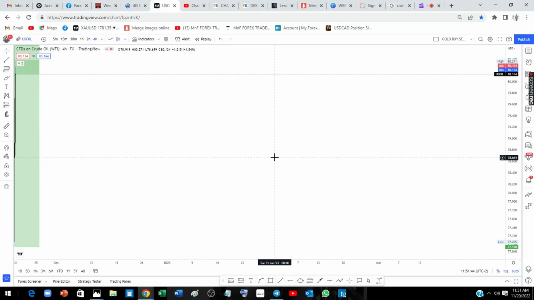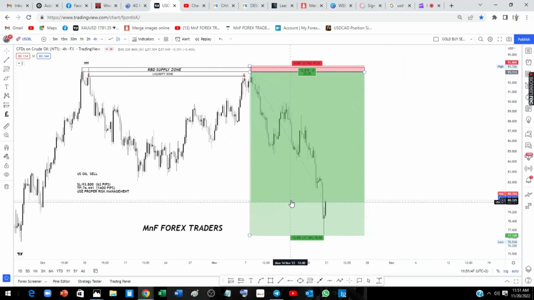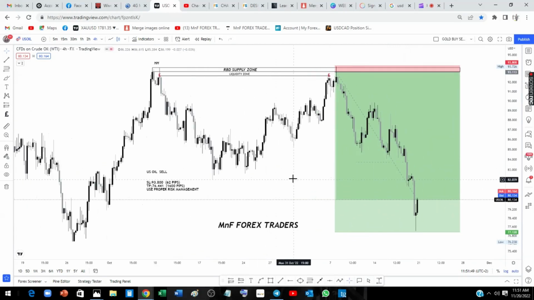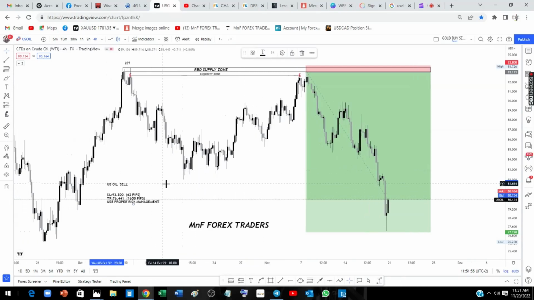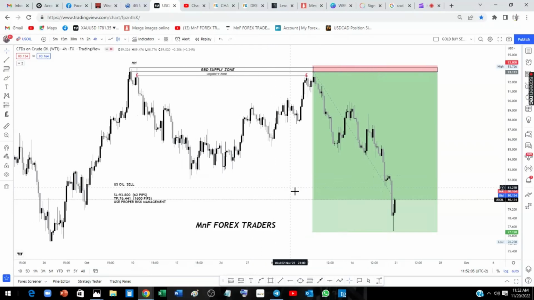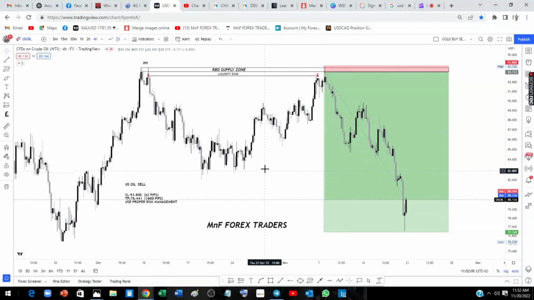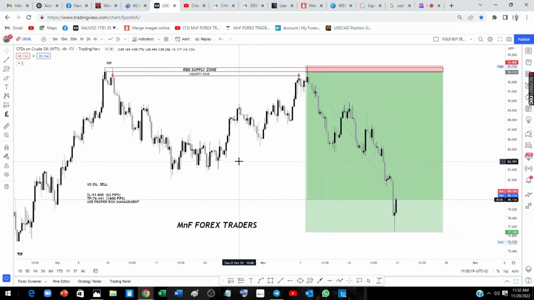I know it's been a minute, but today we're going to break down this beautiful setup that we had on crude oil, I think a week ago. And guess what? This market dropped about 1,600 pips, about a 1 to 23 risk to reward ratio. Absolutely amazing. That's about 1,600 pips in profit. So watch the rest of the video. I show you the breakdown and everything else.